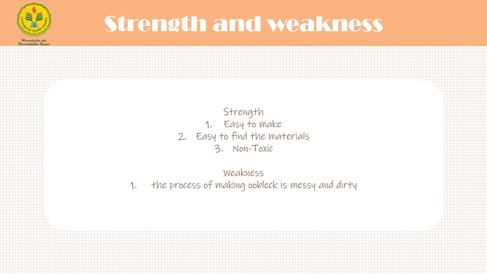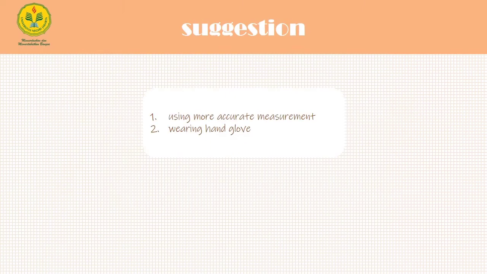Strength and weakness. The strengths of Oobleck are that it is easy to make and the materials are easy to find and not hard to seek. And the weakness of Oobleck is that the process of making it is messy and dirty. And the last is the suggestion for Oobleck: use more accurate measurement and wear hand gloves.